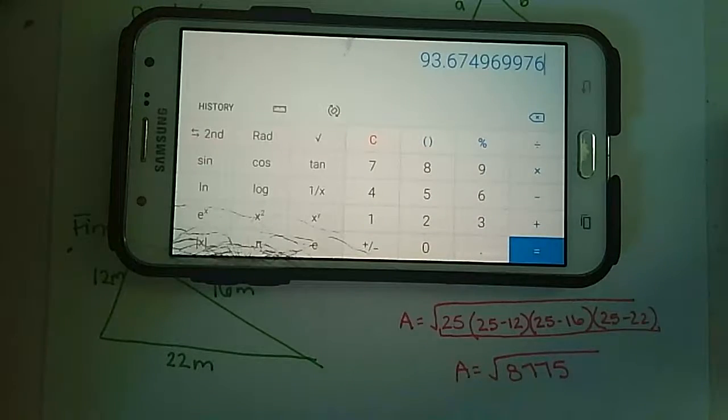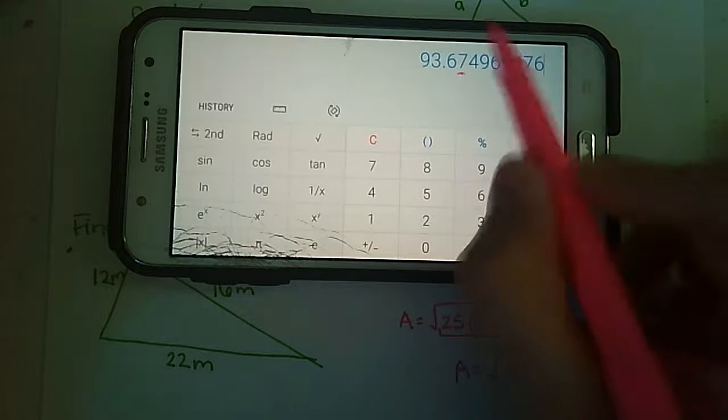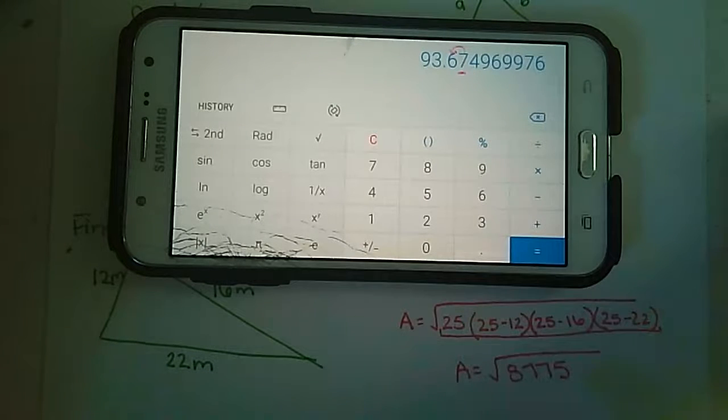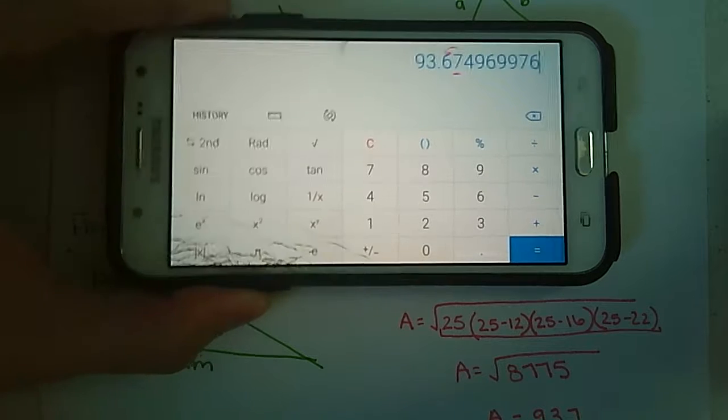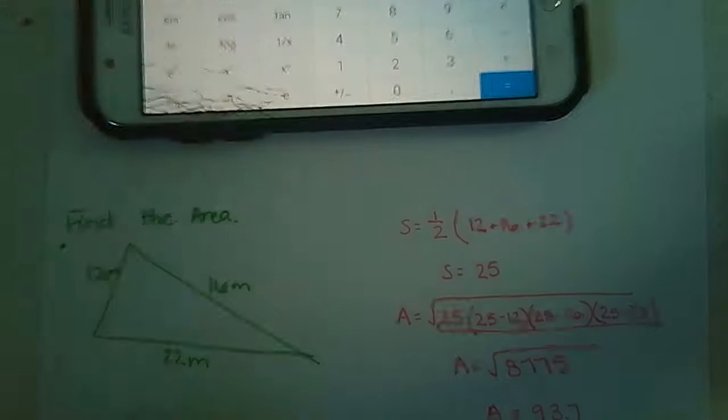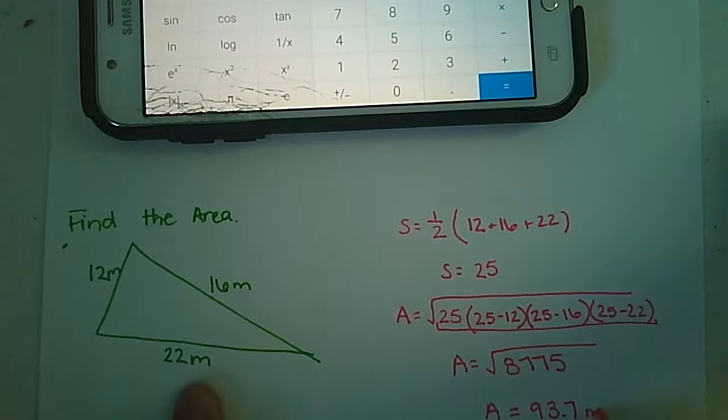Let's round to 1 decimal place. Since this is bigger than 5, we need to round up. So this will have an area of 93.7 if we round to 1 decimal place. And remember, area is always measured in units squared. So in this case, it will be meters squared.